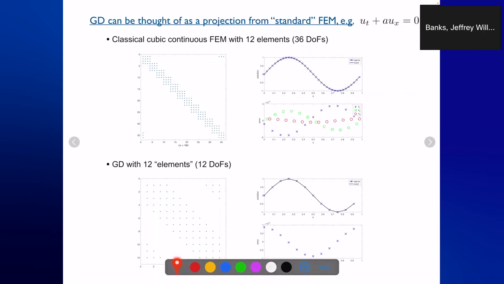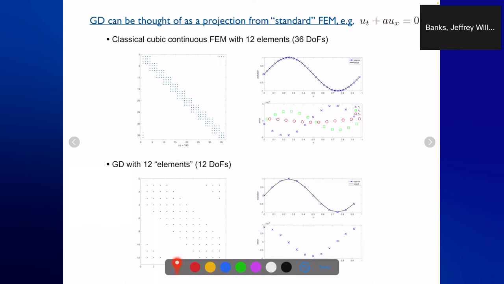All right, so I run this to some final time. Again, this is a 12 elements and 12 elements case. So the finite element has 36 degrees of freedom. I've got 12, and you see the error here is almost the same magnitude. So I've taken the number of elements and divided it by three, the number of degrees of freedom, and I get roughly the same error.